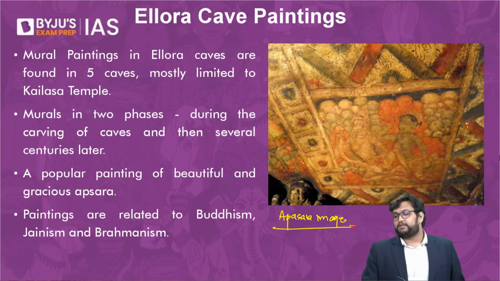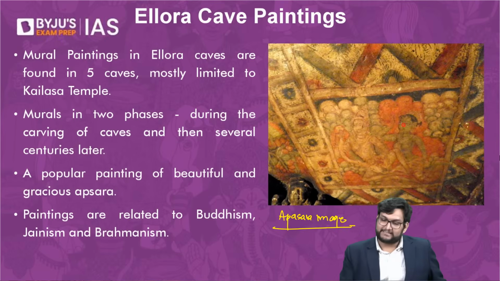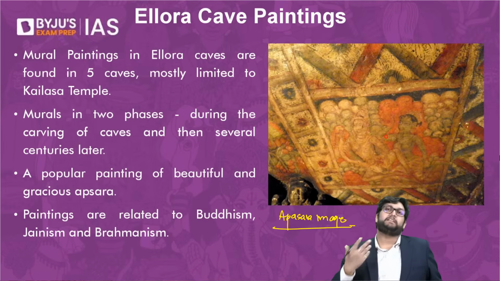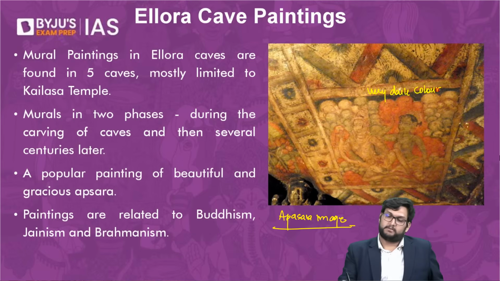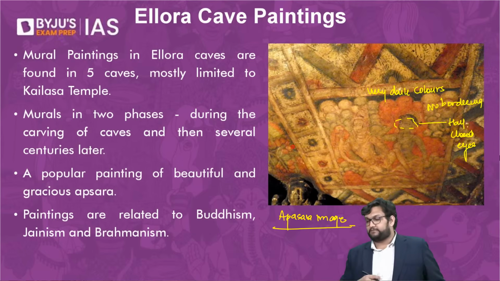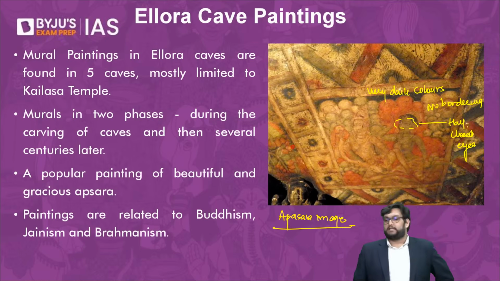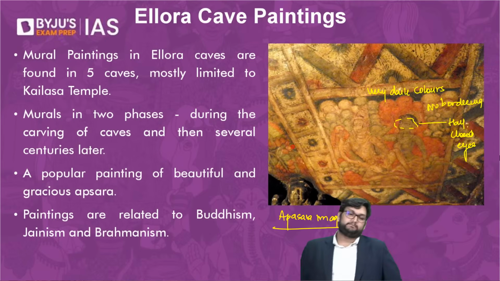And in the Apsara image, what we see is that the same type of issues remain, which means that at Ellora the culture of painting was the same. Again, very dark colors, no bordering. And if you look at it, half closed eyes. And this is done on a ceiling.